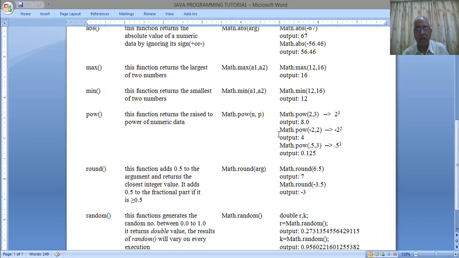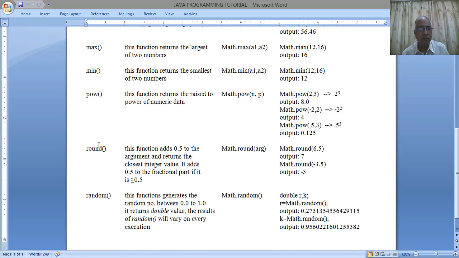I will explain to you in the next session all the programs related to these functions one by one, and each program will be explained to you so that you can be more proficient in understanding the functions and their usage in the program. Then we come to the round function.